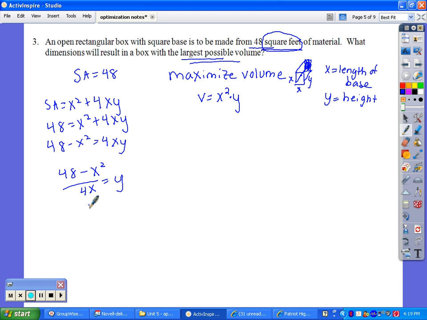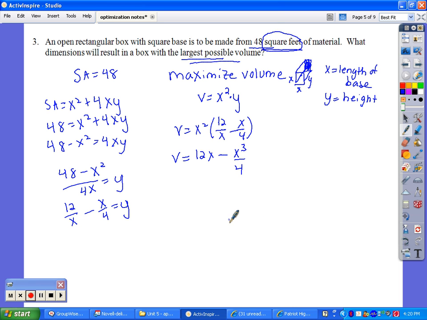But I'm going to do 48 divided by 4x, which is 12 divided by x, or 12 times x to the negative first, and then I have minus x over 4. That's equal to y. Sorry. And then we need to plug this into my volume formula. So I'm going to have V is equal to x squared times 12 over x minus x over 4. Again, I'm going to distribute, so I don't have to use product rule. So I have 12x minus x cubed over 4.